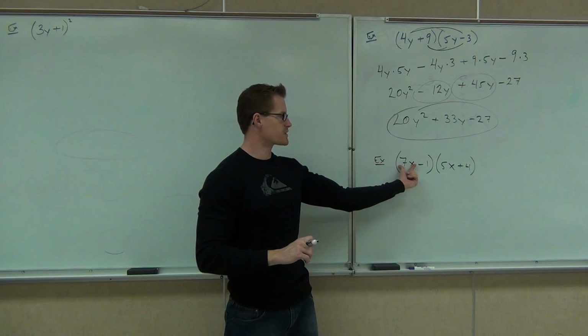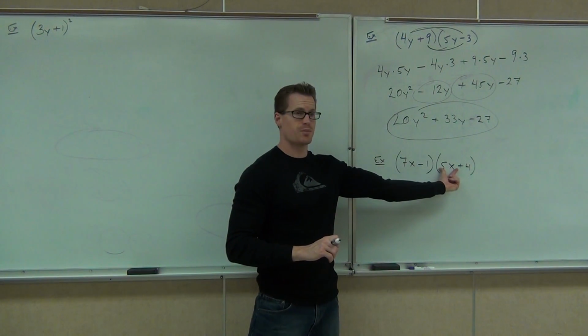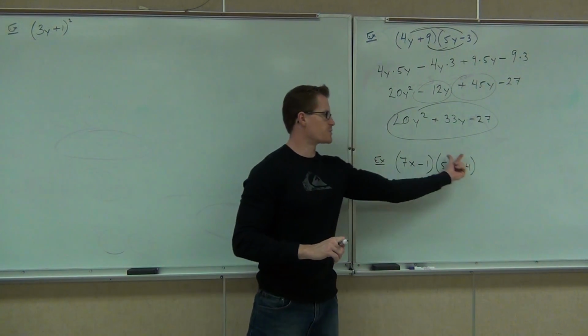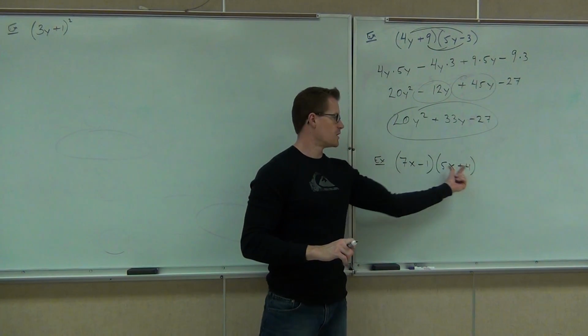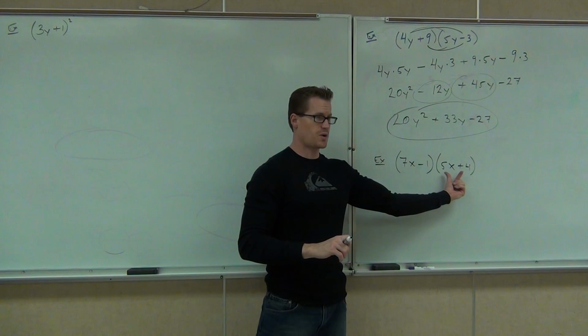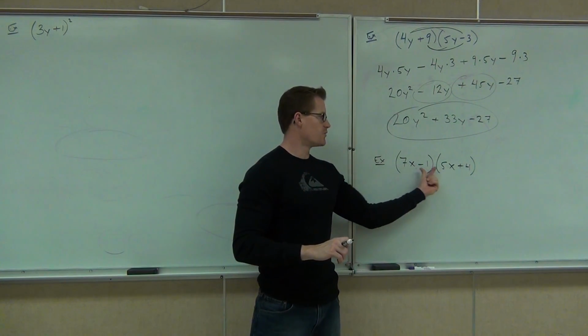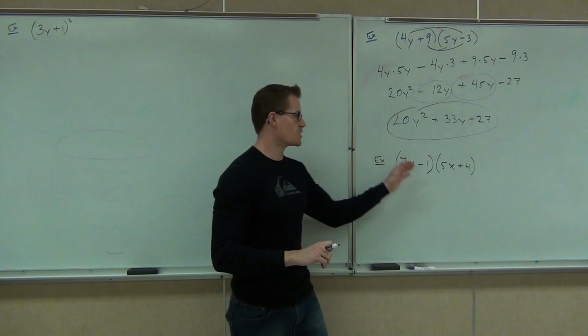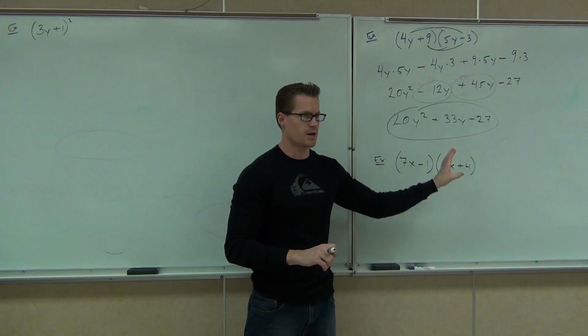So this is a positive 7x times a positive 5x, you should have a positive. Positive 7x times positive 4, you should have a plus. Negative 1 times positive 5, you should have a minus. Negative 1 times positive 4, you should have a minus. So this should go positive plus minus minus.